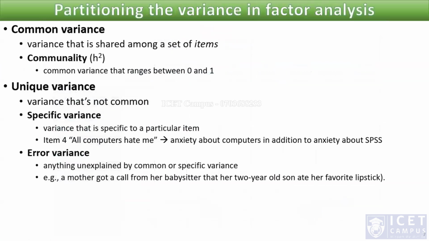The next one is, there are two things we have to remember: common variance and unique variance. Under the common variance, we can calculate communalities, right?